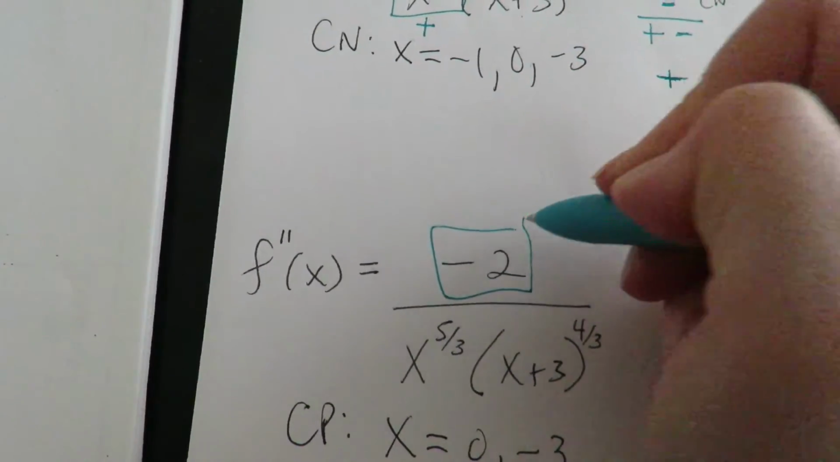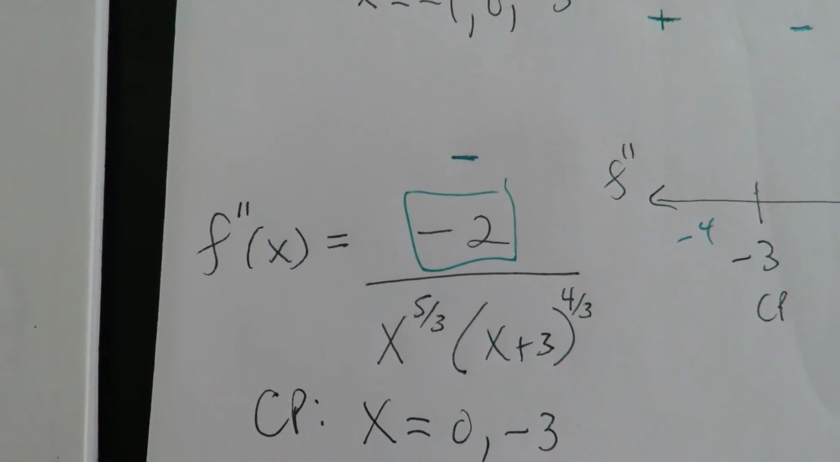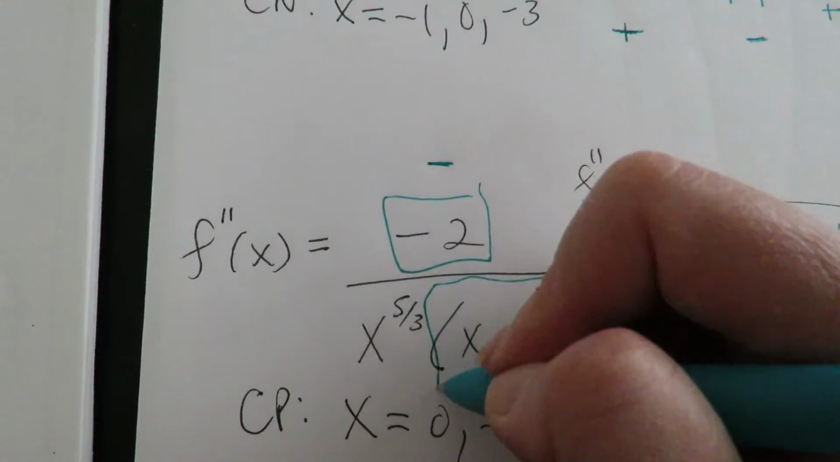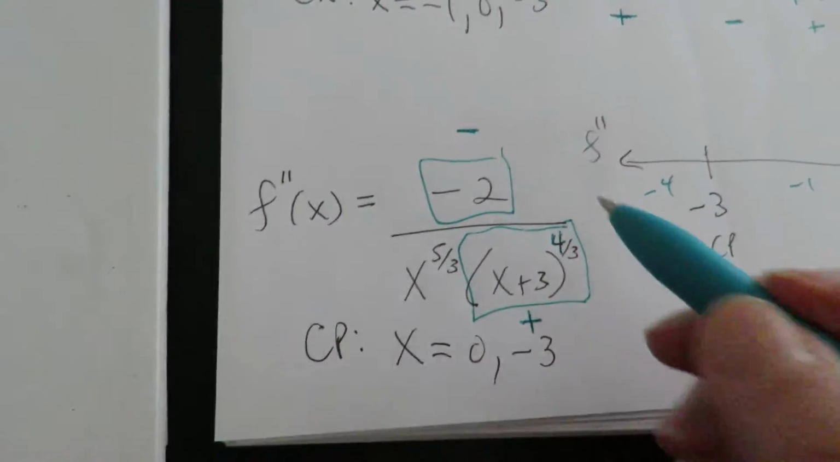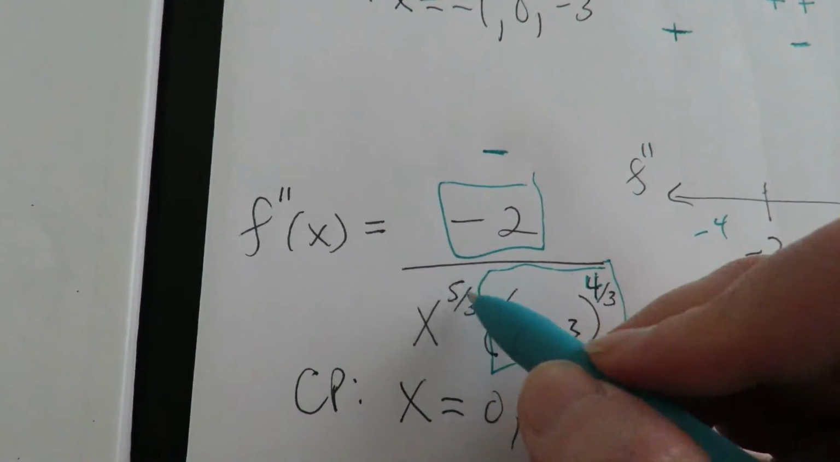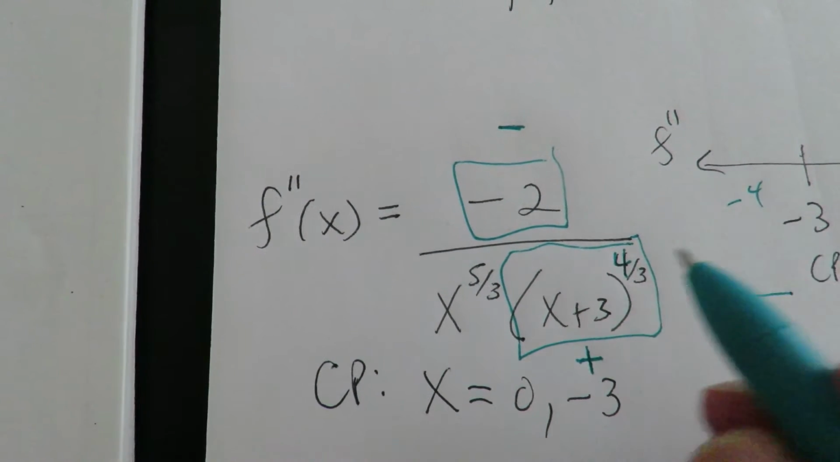So this guy is always going to be negative. That's really important you catch that, otherwise all your signs will be opposite. This guy right here, since it's to the 4th power, will always be positive. So this one here is the only one that can change sign. So this I'll put in.